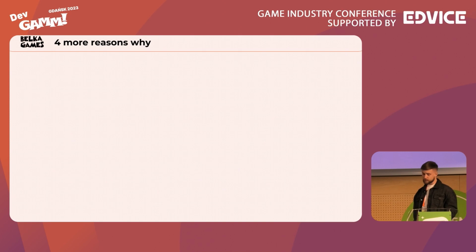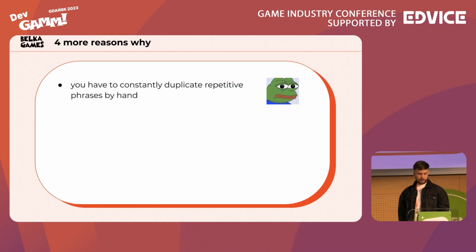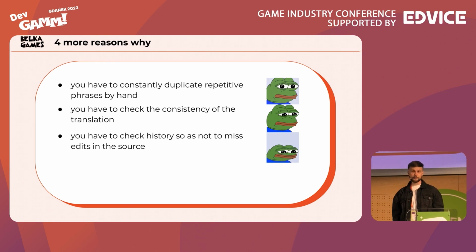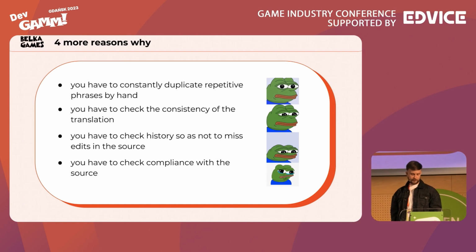In addition to problems with interaction between specialists, you have to constantly duplicate repetitive phrases by hand. You have to check the consistency of the translation. You have to check the history so as not to miss edits in a source. And you have to check compliance with the source.